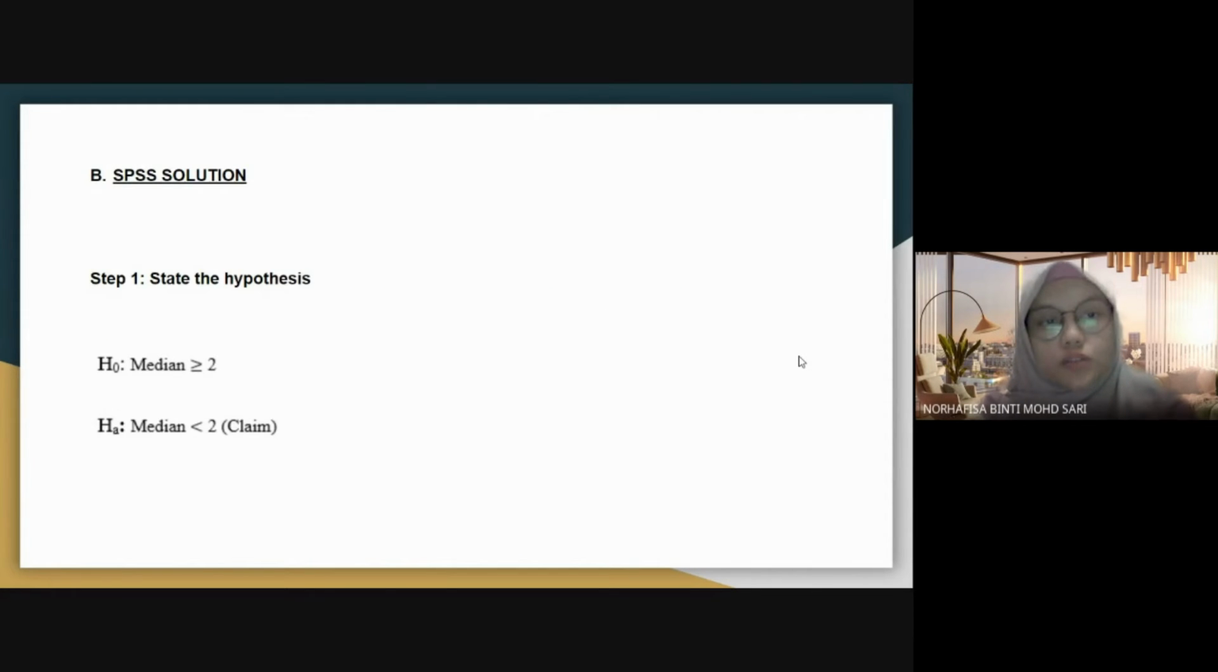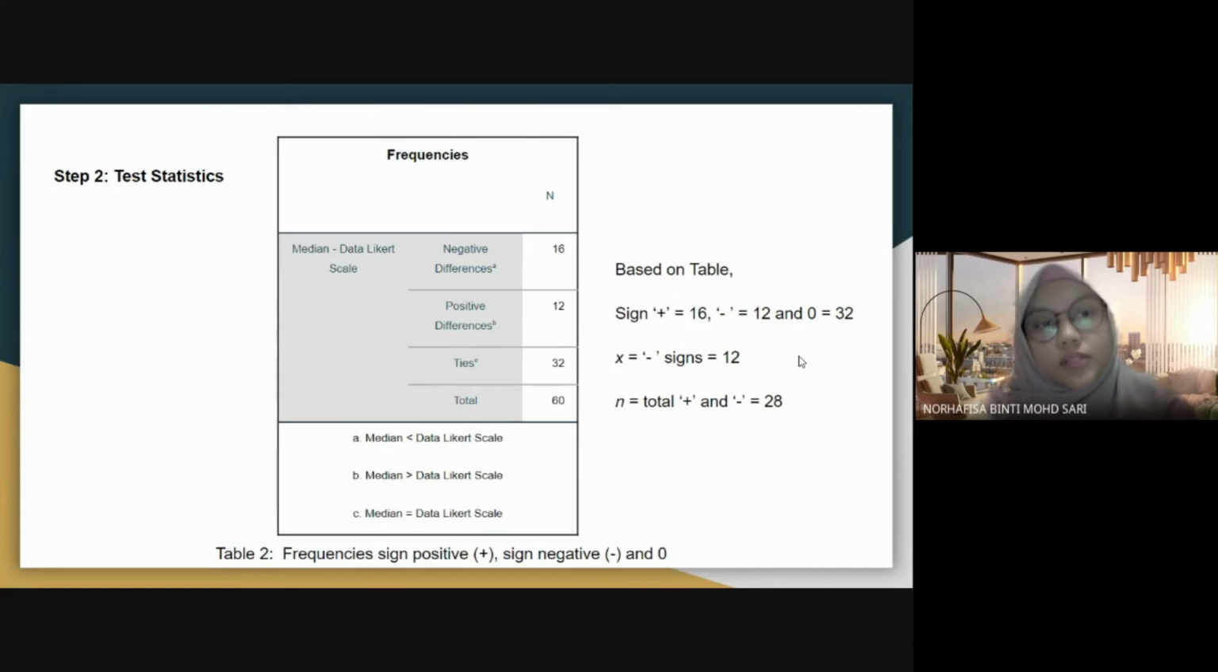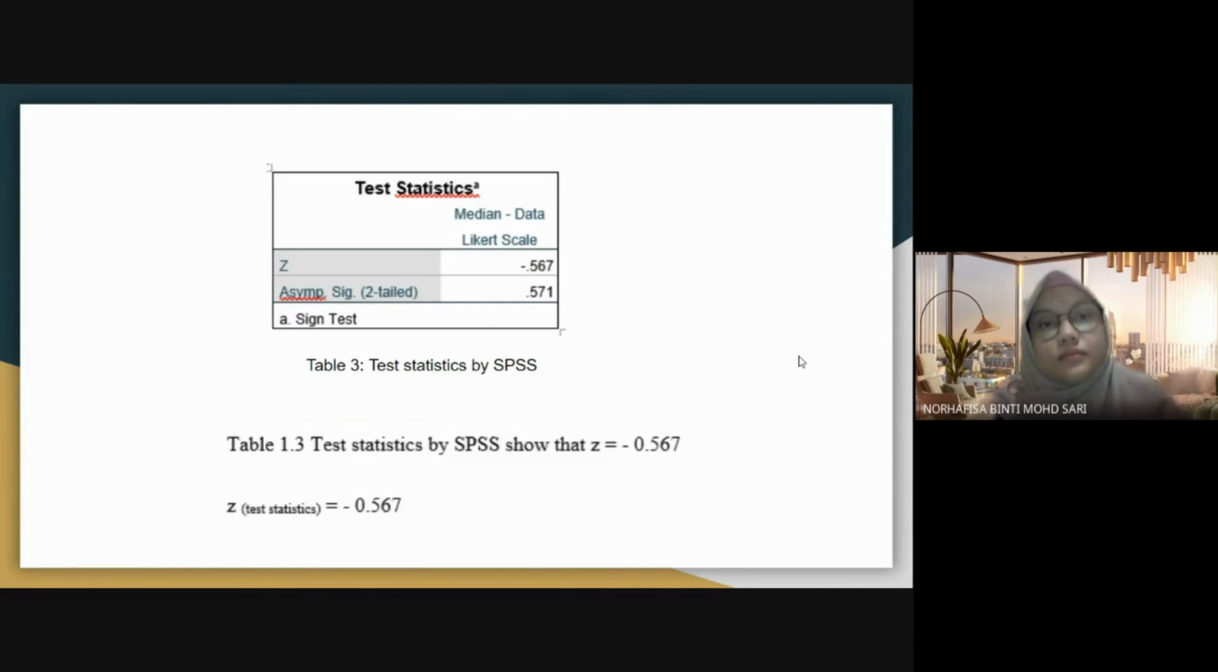Second, we are using the SPSS solution. The difference between the manual solution and the SPSS solution is in step 2, the test statistic, where we use SPSS to get the data. Table 2 shows the frequency of positive signs, negative signs, and zeros. Based on the table, positive signs are 16, negative signs are 12, and zeros are 32. So the total of positive and negative signs is 28. This is the test statistic we get from SPSS, and the table shows that Z is equal to negative 0.567.